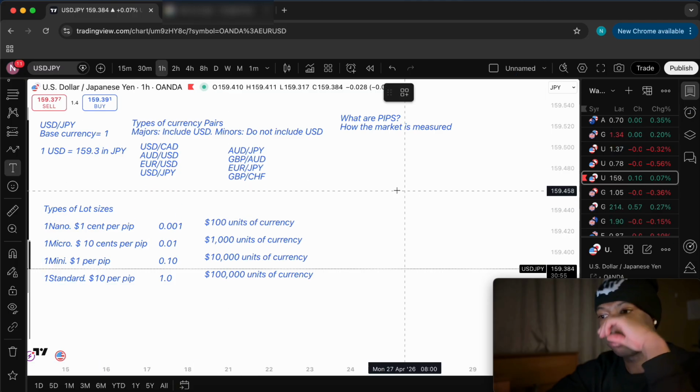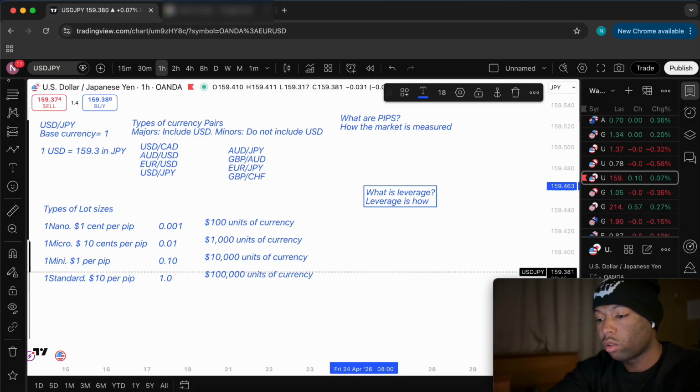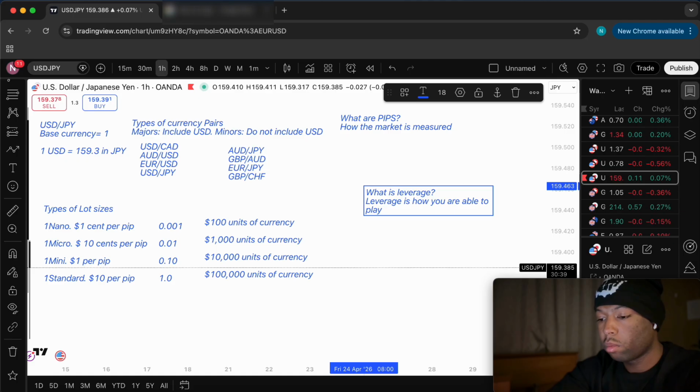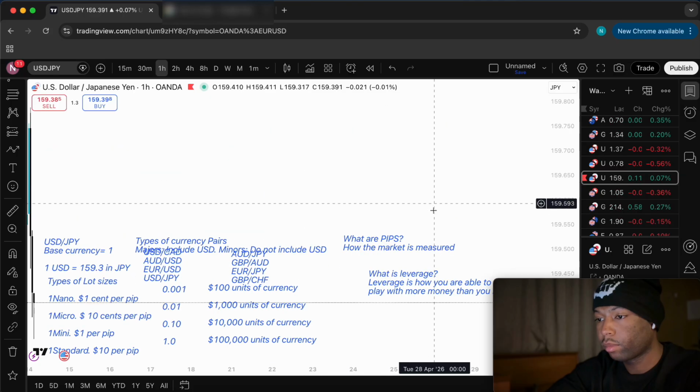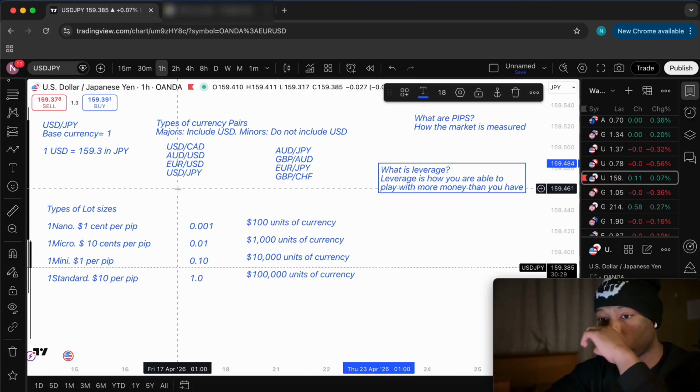Now, what is leverage? Leverage is how you are able to play with more money than you have. Please take notes.